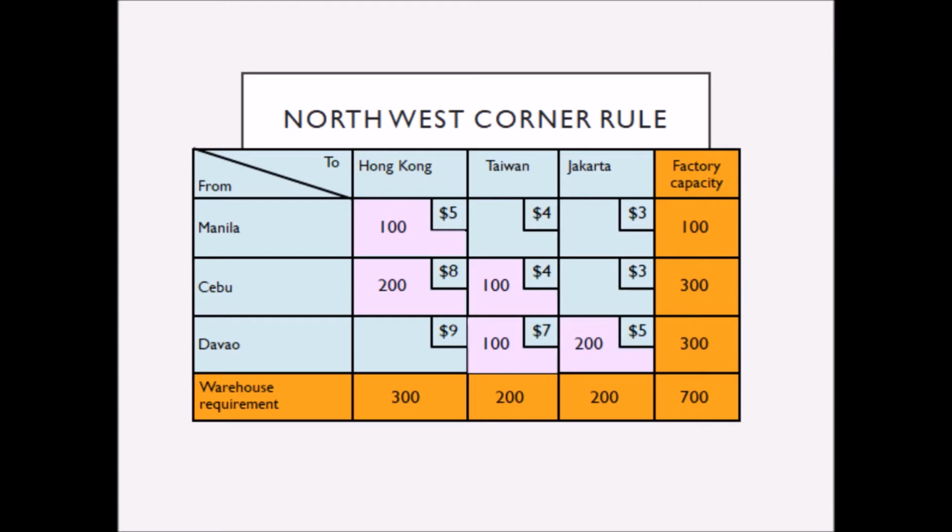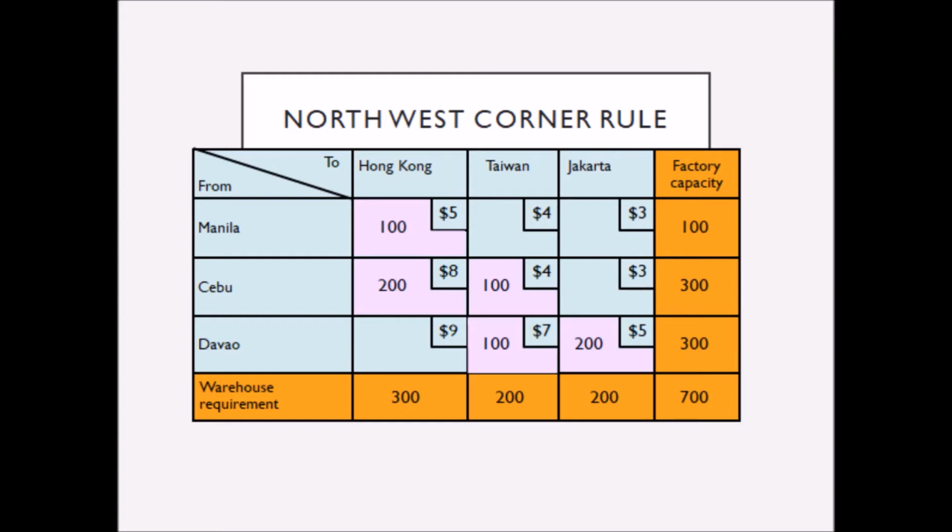Now, to check the m plus n minus 1 rule, we have to count the number of columns. For this table, we have 3 columns, and we also have to count the number of rows, which is also 3. So the m plus n minus 1 rule gives us 3 plus 3 minus 1, which is equal to 5. That 5 is the number of boxes that should be filled in the table. And as we can see, there are already 1, 2, 3, 4, 5 boxes that have been filled, which means that we have satisfied that rule.